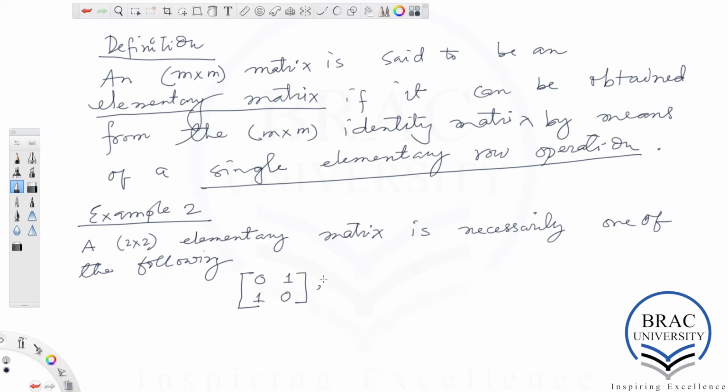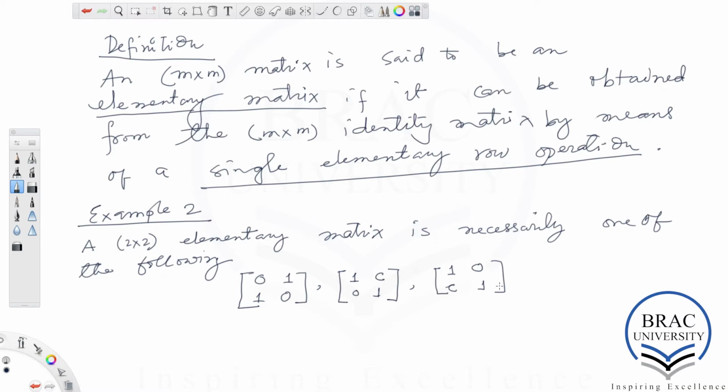Then we can multiply the second row with the scalar c and add it to the first row, and that results in the following elementary matrix, 1 c 0 1. Then we do the same for the second row. We multiply the first row with the scalar c and then add it to the second row to result in the following elementary matrix, 1 0 c 1.